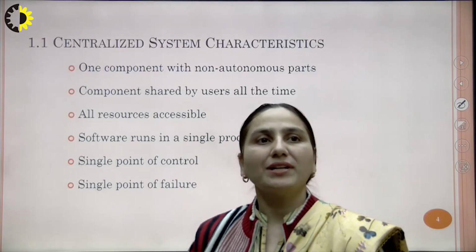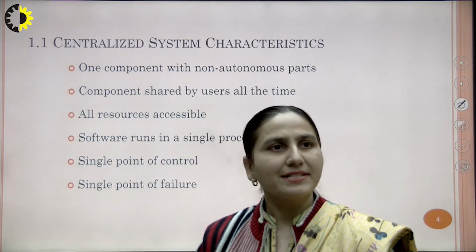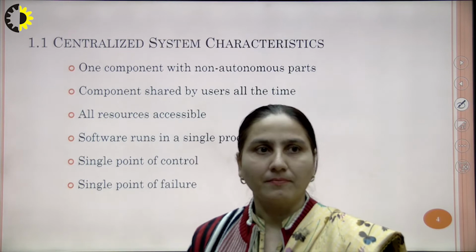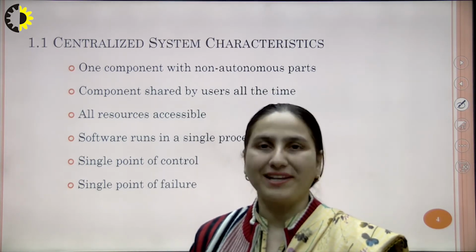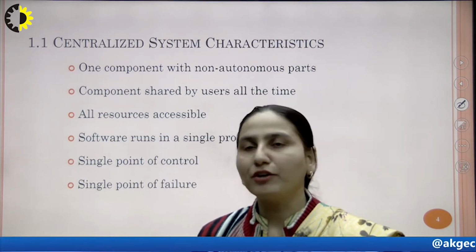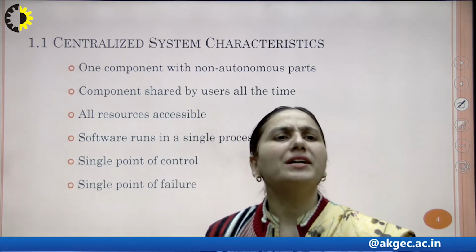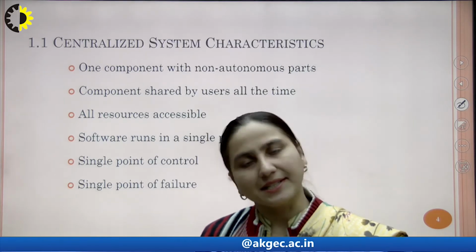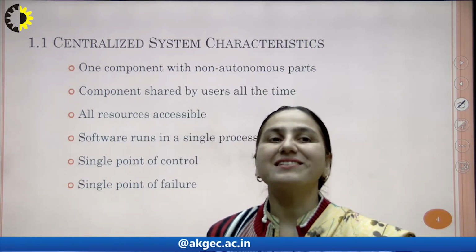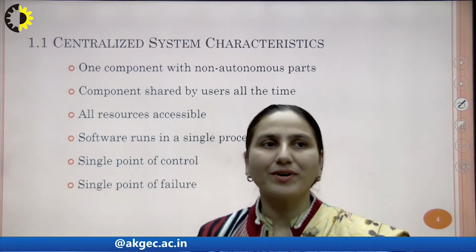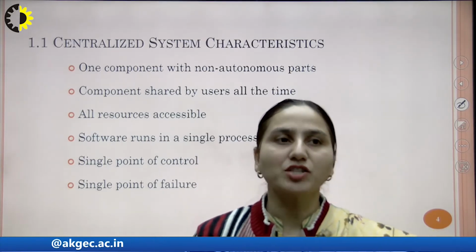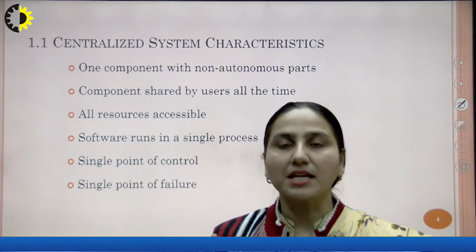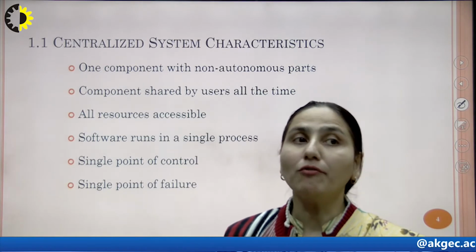Now, if we talk about centralized system characteristics, what is actually a centralized system? In it we have a particular central system. There is a single point of control in a centralized system. One component with autonomous parts, then components shared by all the users all the time. Then there are resources that can be accessible. Software runs in a single process. That is why the name centralized, that means there is centralized control. So there is a single point of control, and there is a single point of failure.